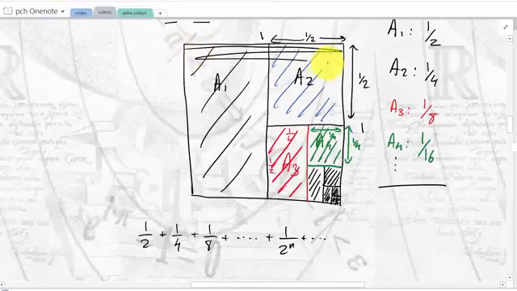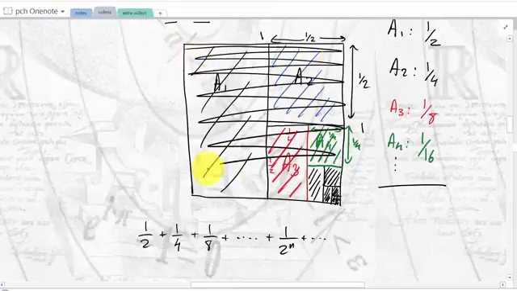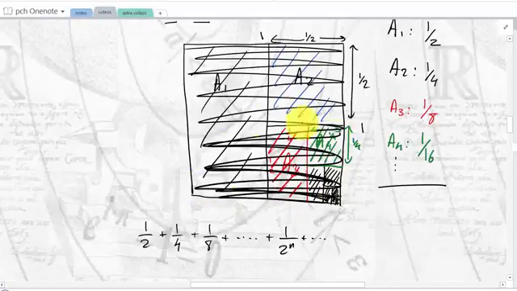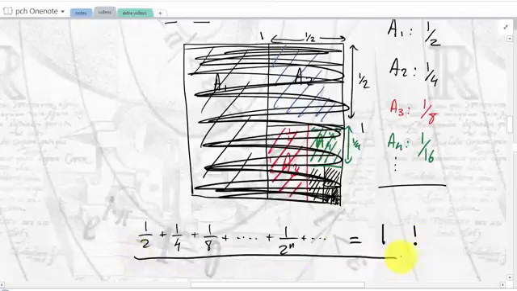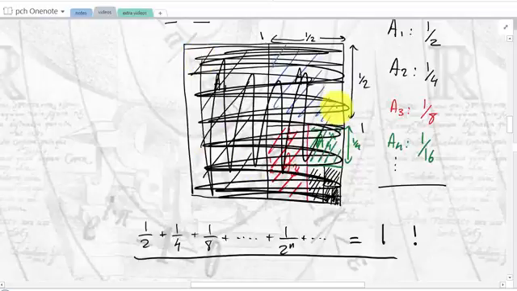You find the area of the entire square, right? This is the area of the entire square. And this is 1. Haha! This is the first infinite sum that you are looking at that has a finite sum. And this is a beautiful geometric proof of it.